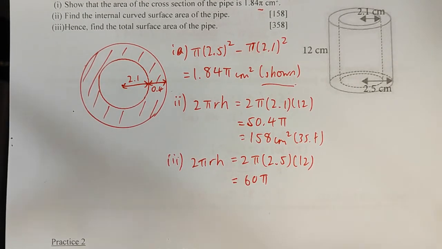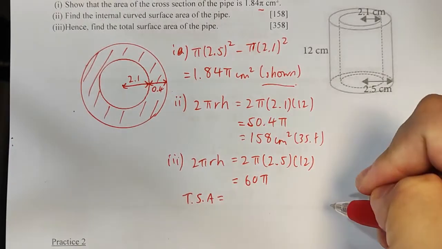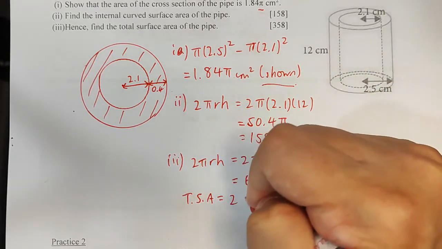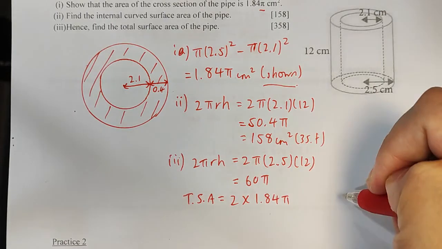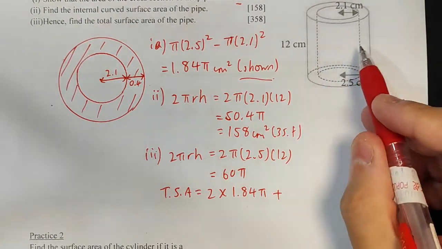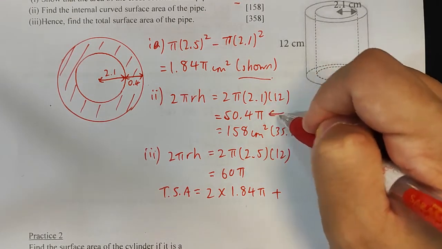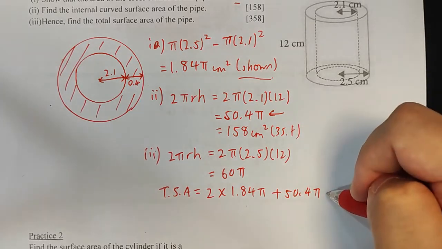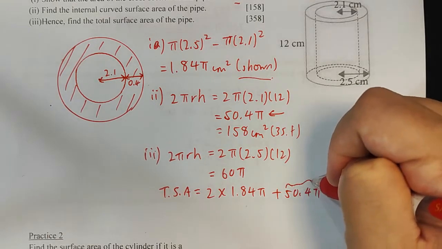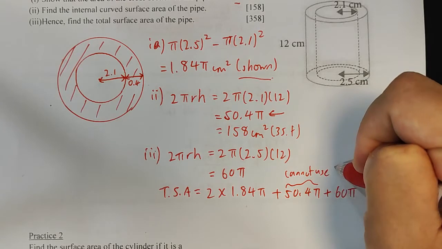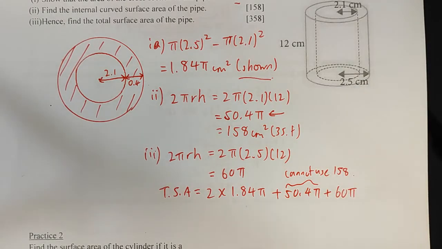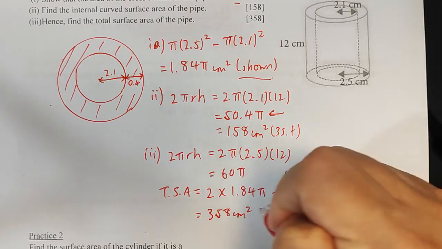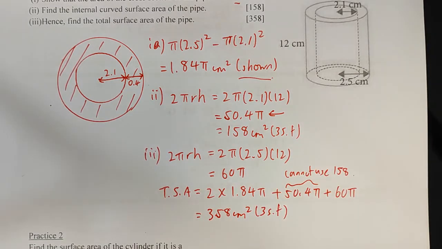So hence, find the total surface area of the pipe. First, the cross-sectional area, top and bottom. It is basically the answer in part 1. So 2 times 1.84 pi, plus the curved surface area in the middle. In this case, I can use my 50.4 pi over here. Take note, do not use 158. You cannot use 158, because it will result in an error in accuracy. So the whole thing, you press the calculator, you will end up with 358 cm square to 3 significant figures. So there you have it.